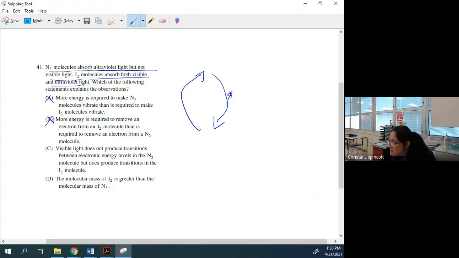Okay, so C, visible light does not produce transitions between the levels in N2. It doesn't allow it to get to that level, okay? But it does produce those in I2. And then the molecular mass is irrelevant here as well, okay? So try 42.